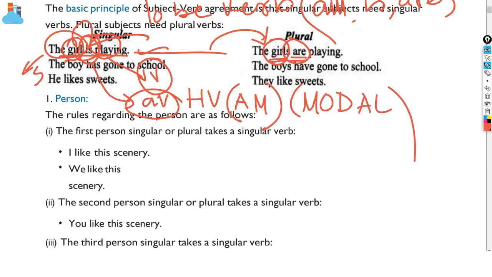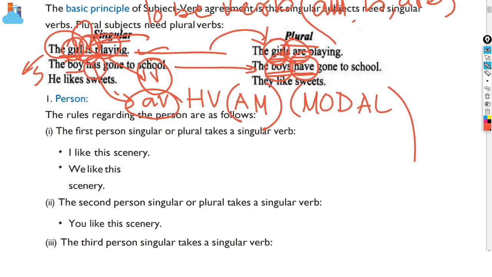The boy has gone to the school. So this is the singular form and this is the plural form. The boy is singular, has is singular. The boys have gone to the school, you remember. I have, we have, you have, he has, she has, it has, Ram has, Hari has; plural, they have. So these forms you will have to remember.